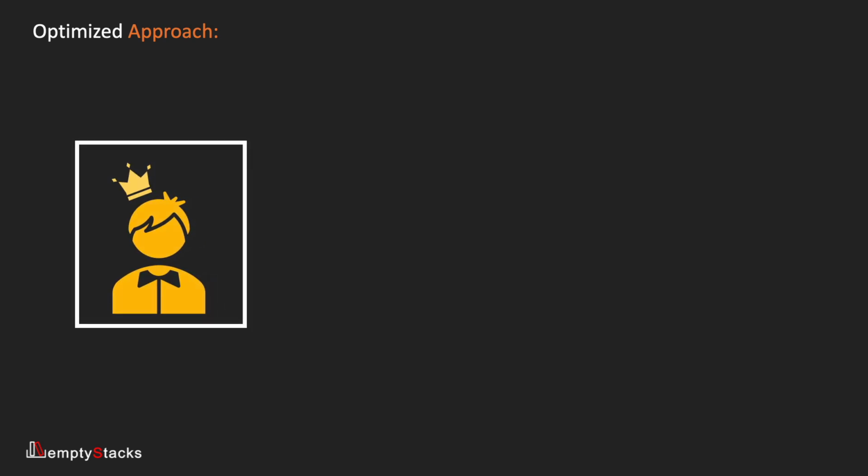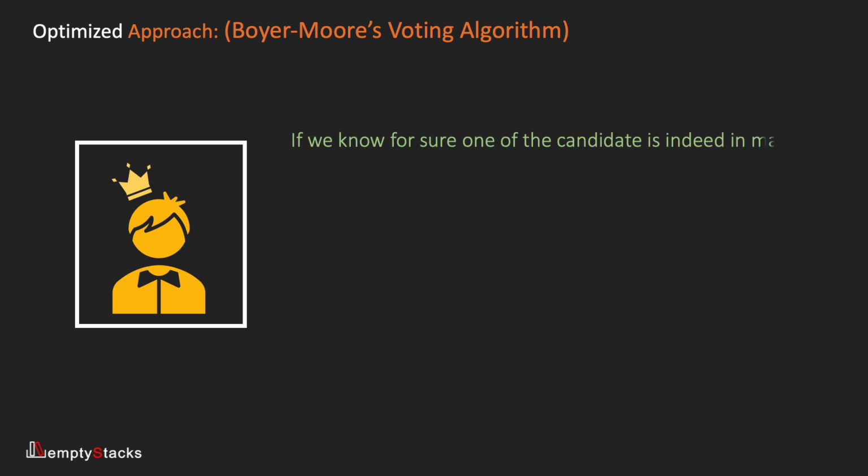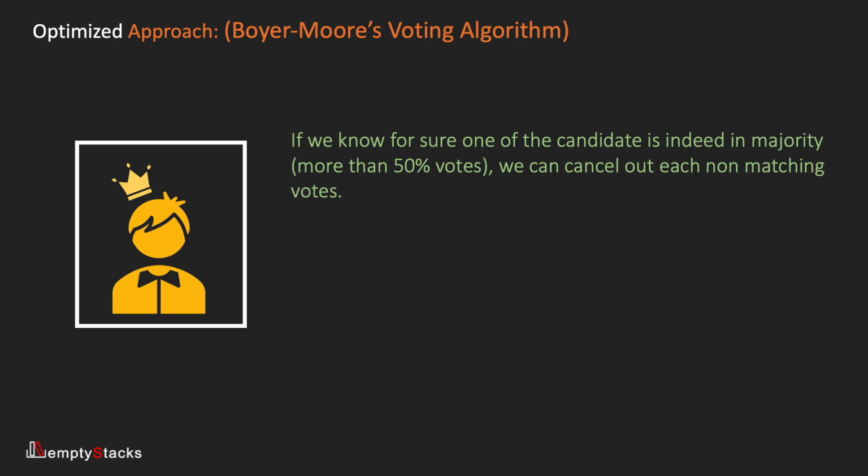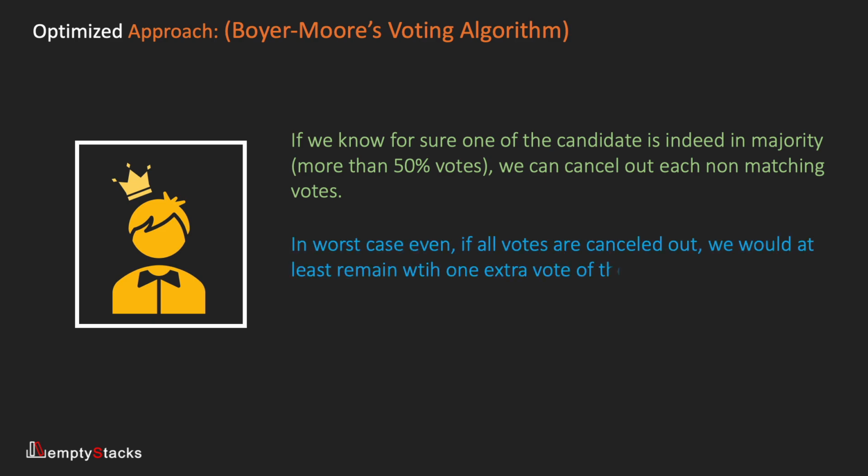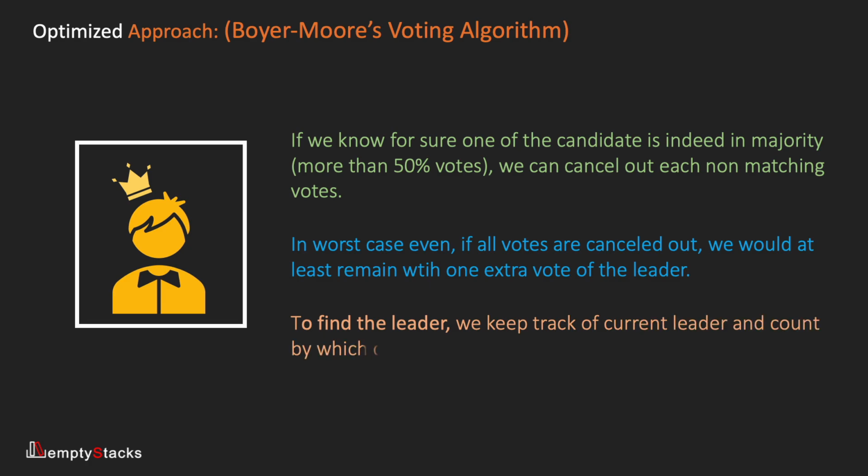Now what we did just now is a famous algorithm called Boyer-Moore's voting algorithm. Let's just restate the facts we saw about this algorithm. Firstly, if we know for sure one of the candidates is indeed in majority, that is getting more than 50% of votes, we can cancel out each non-matching vote. Secondly, in the worst case, even if all votes are cancelled out, we would still at least have one extra vote for the leader who is making the majority. And last thing, while iterating over the array, we keep track of 2 things: the current potential leader and the count of votes by which the leader is leading.